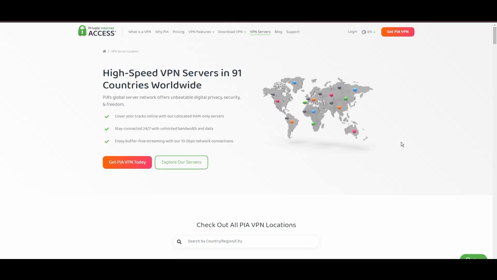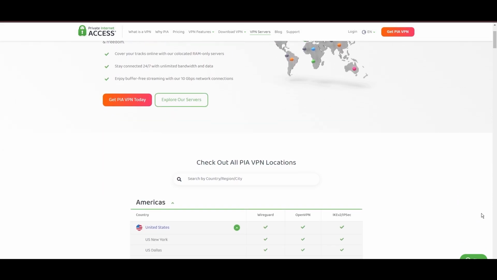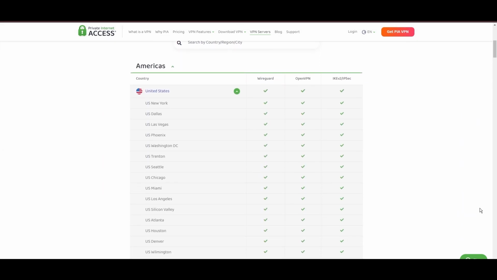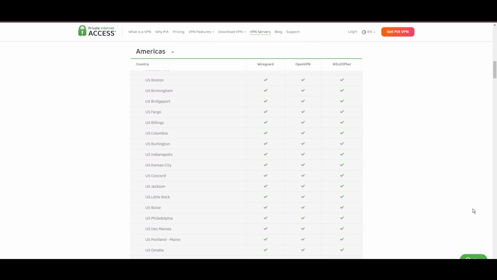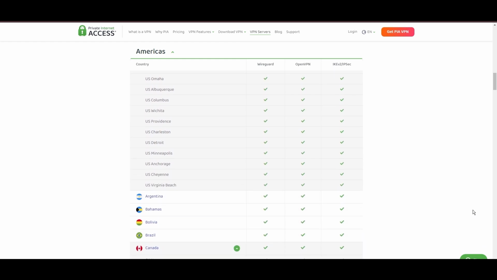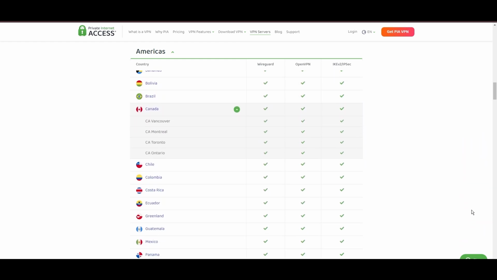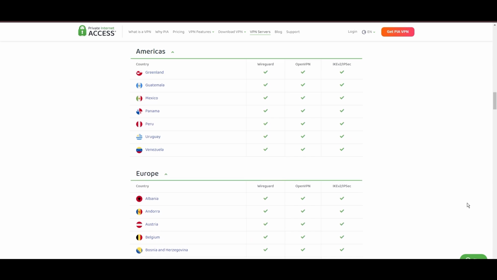Stepping into the spotlight with a formidable network, Private Internet Access, PIA VPN, shines for its unparalleled range of over 35,000 servers globally. This massive server network not only surpasses giants like NordVPN and Surfshark but also solidifies PIA's position as the preferred choice for those valuing server diversity and accessibility from Minnesota.